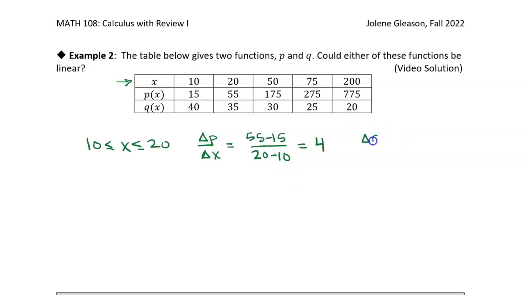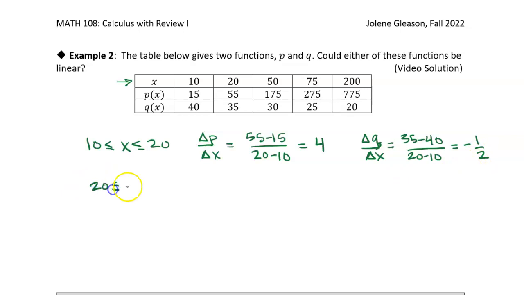Let's look at delta q over delta x. We do the same thing, taking the difference in the function values: 35 minus 40 over 20 minus 10. That's negative 5 over negative 10, so that's a negative 1/2. I'm just going to do that for each interval.